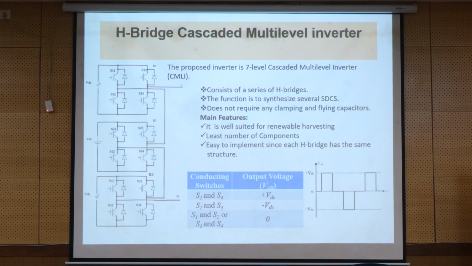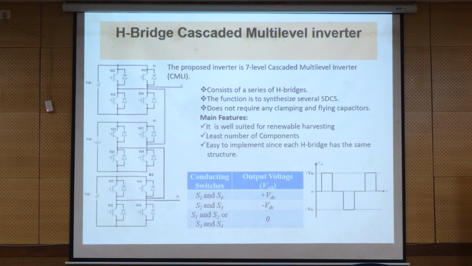The diode clamped multi-level inverters and the flying capacitor multi-level inverters make use of a single DC source, whereas the cascaded H-bridge makes use of multiple DC sources. It consists of a series of H bridges, whose function is to synthesize the several separate DC sources. It does not require any clamping or flying capacitor.